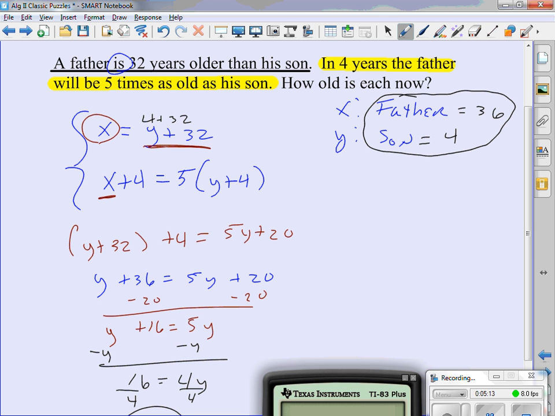There's your solution. Now, the nice thing about these age problems, you have to get positive numbers. You can't be a negative age. And you're not going to get decimals either, or fractions. It's going to be whole years. If you get a decimal or a negative, you know you have a problem. Those are age problems.